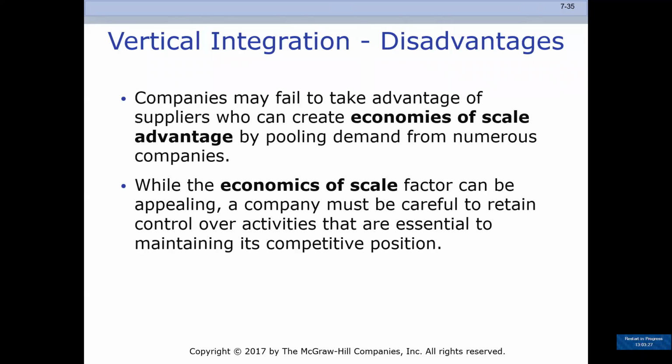While the economies of scale factor can be appealing, should I discuss what economies of scale is? It's an economics term. It just means you're spreading your cost over more units.